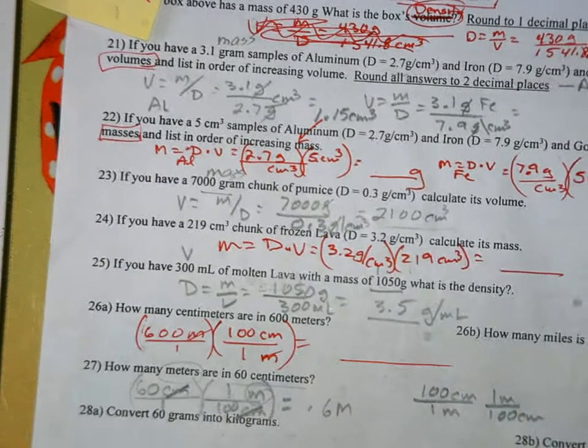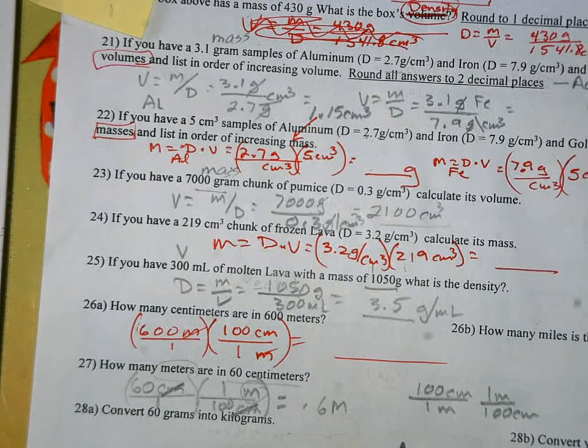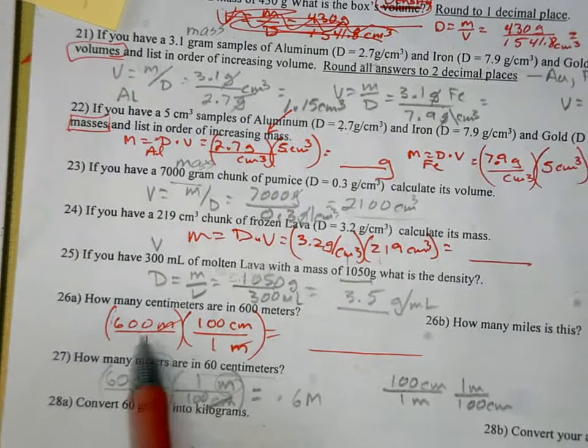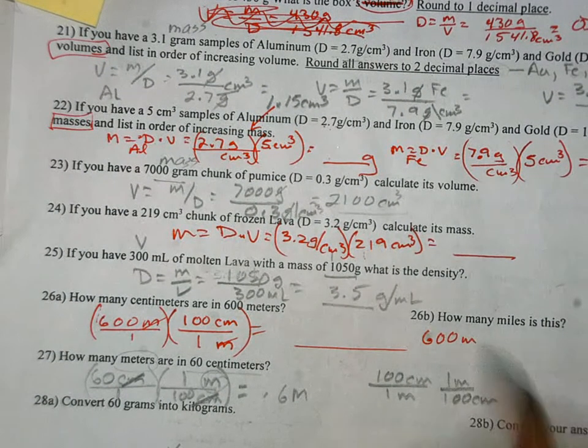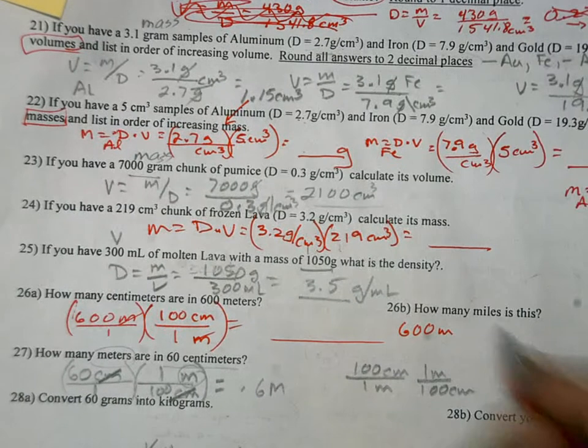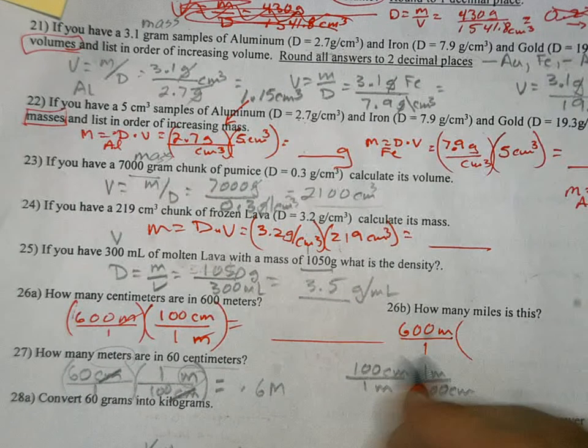Now, how many miles is this? Okay, so now we've got to convert it into miles. Well, I'm just going to go back on this one. I'm going to start again with 600 meters. If you don't like that, well, bummer. Now I'm going to put that over 1 because it's just a fraction.